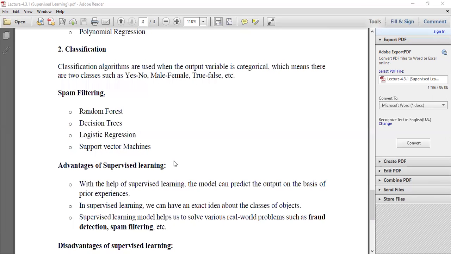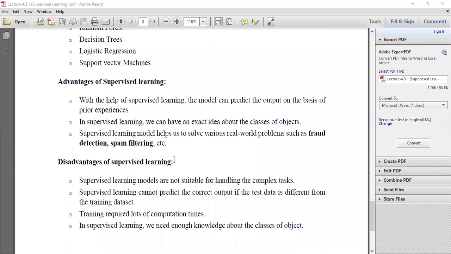And what are the advantages of supervised learning? With the help of supervised learning, the model can predict the output on the basis of prior experience. So if you have trained data, you can predict the output. In supervised learning, we can have an exact idea about the classes of objects. So initially you have the information about what type of data you have and what type of output will come.